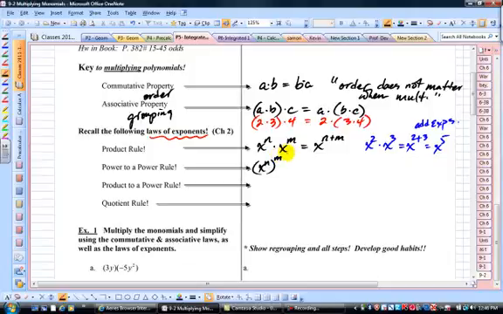Do you guys remember what we do? Oh, very good. You multiply the exponents. Very good. So you get x to the n times m power. You multiply your exponents. Let me give you a simple example on the side here.